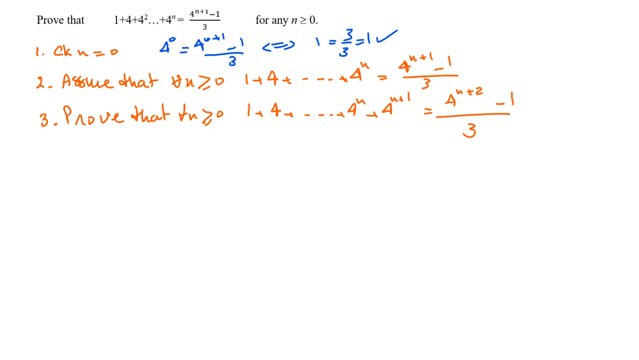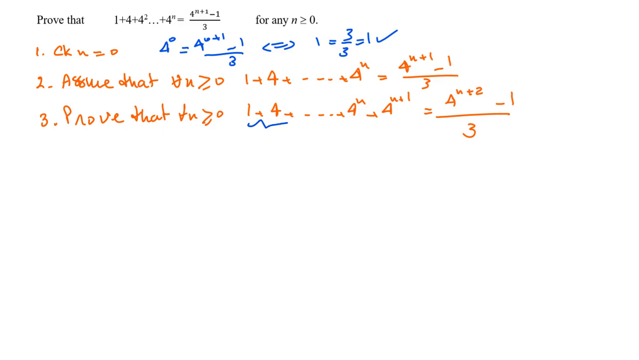Now we're going to assume for all n greater or equal to 0 that 1 plus 4 all the way to 4 to the n is the same as 4 to the n plus 1 minus 1 over 3. And we're going to try to prove it for n plus 1. So we add one more term, n plus 1. We replace n with n plus 1, so we become 4 to the n plus 2, minus 1, over 3. Now we need to check that this left hand side equals this right hand side.